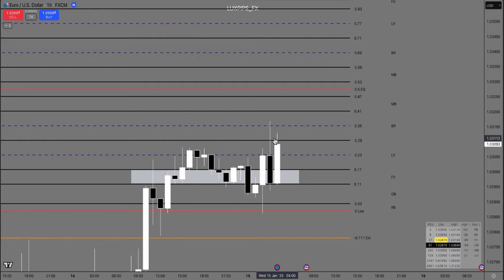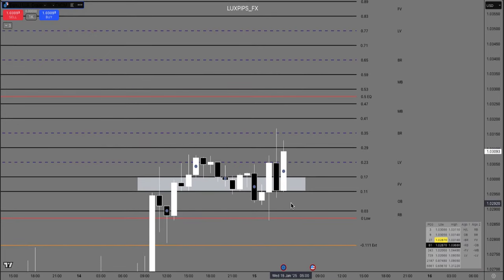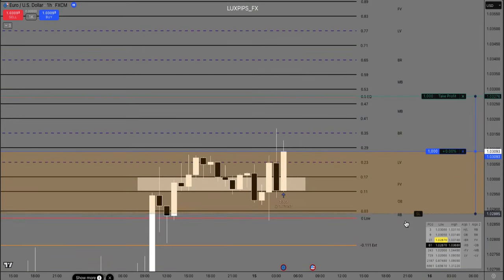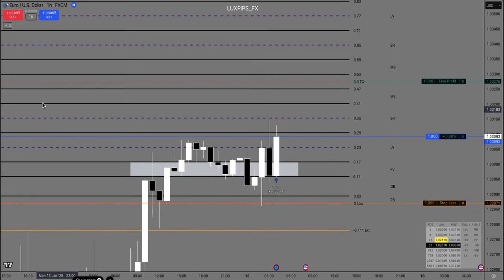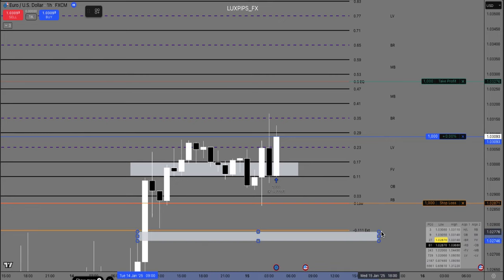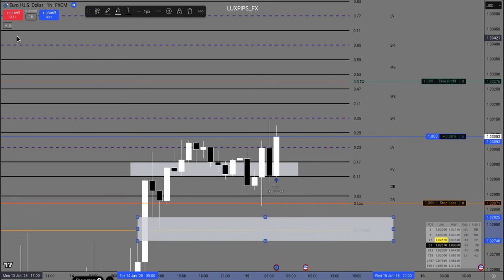Okay, looks like right here at the FV touch, take a buy trade here. TP at the EQ, and a stop loss at the low. It looks like this bullish FVG at the extension is holding pretty nice.